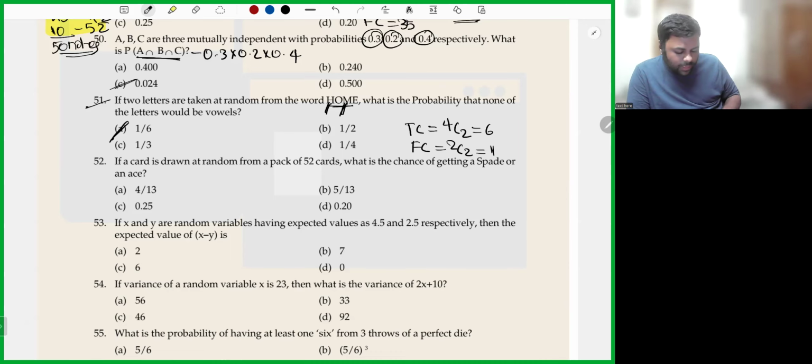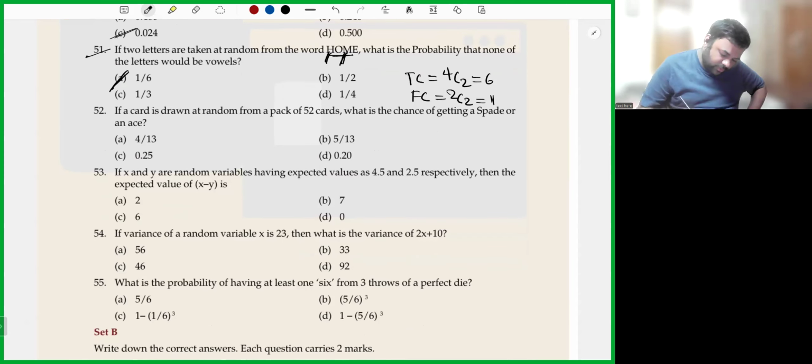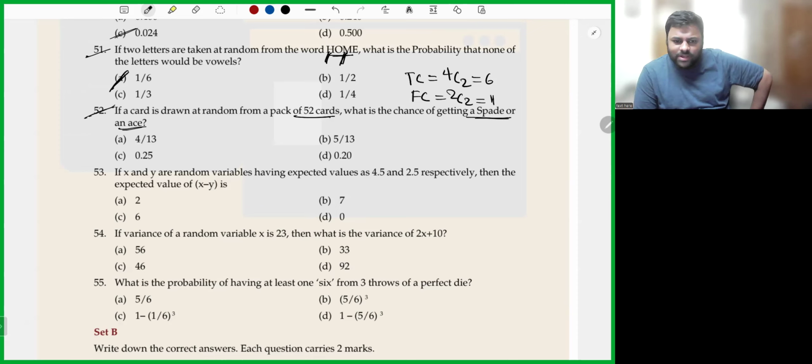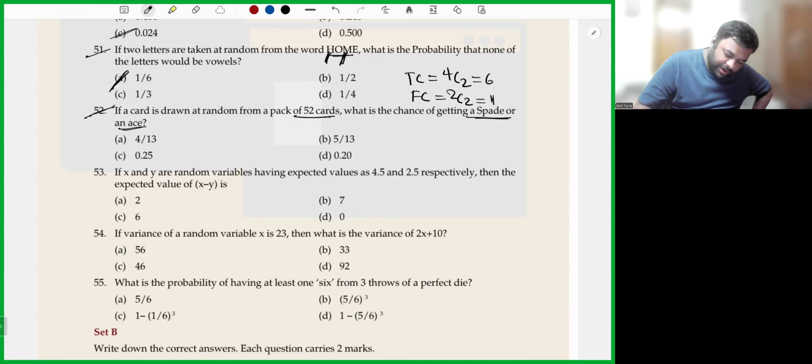Okay. Next, 52. A card is drawn from a pack of 52 cards. What is the chance of getting a spade or ace? Do you remember, my dear friends, I said if or is given, we'll be using union, and if and is given, we'll be using intersection. So spade or ace. So P of S plus P of A minus P of S intersection A.